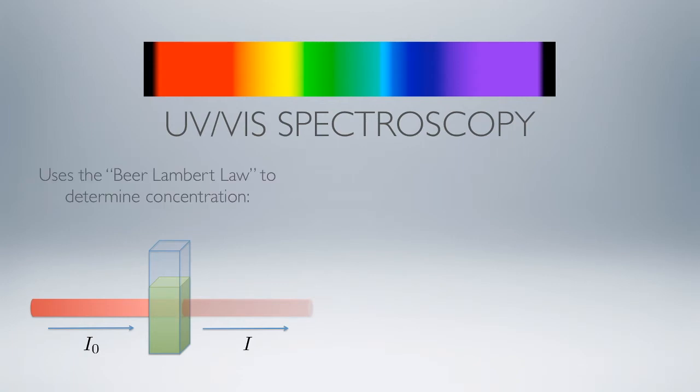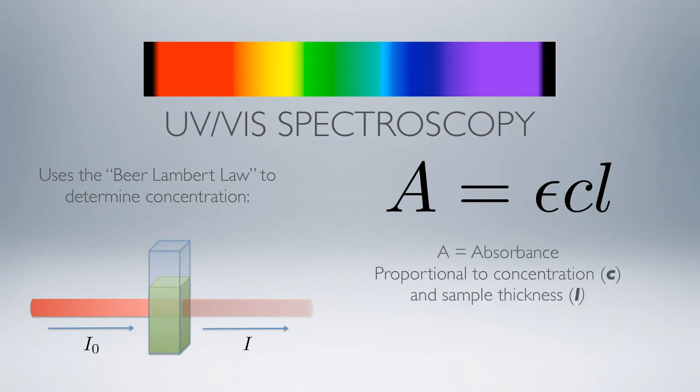And this frequently uses the Beer-Lambert law to determine concentrations of samples, which tells us that the absorbance A is proportional to the concentration of the sample, C, multiplied by the path length through the sample, and this has a proportionality constant called epsilon, which is the molar extinction coefficient. This gives us information about the concentration of the sample.